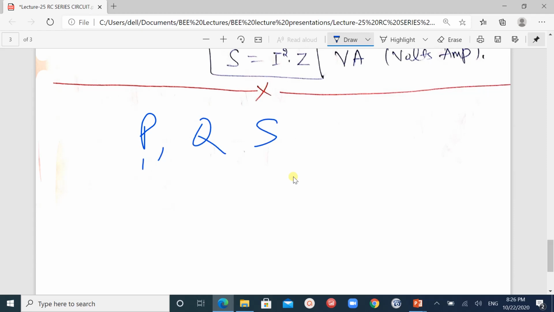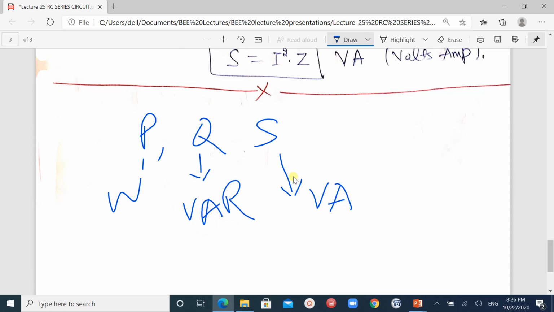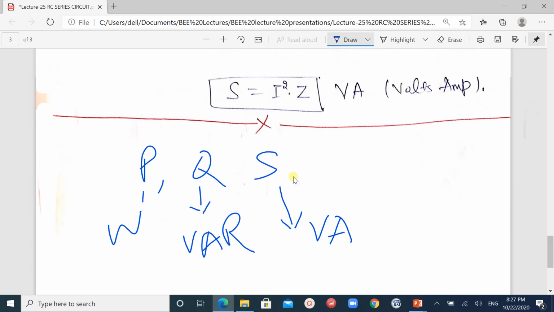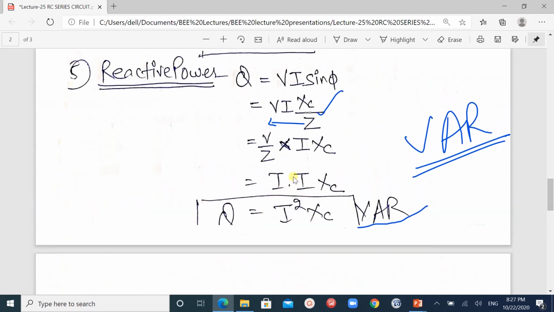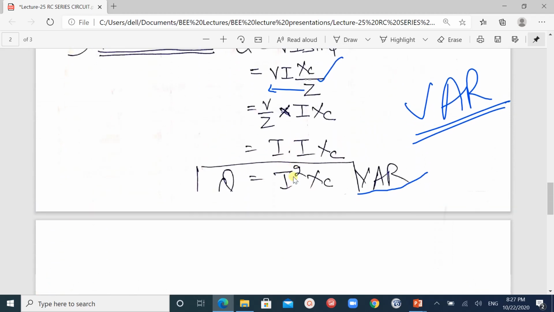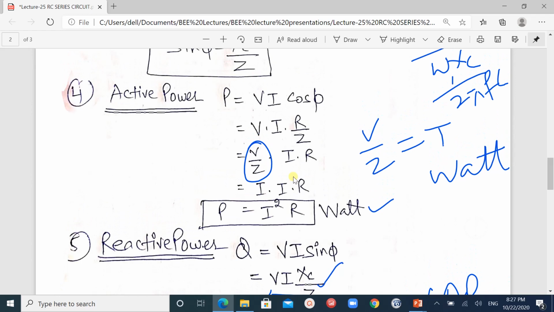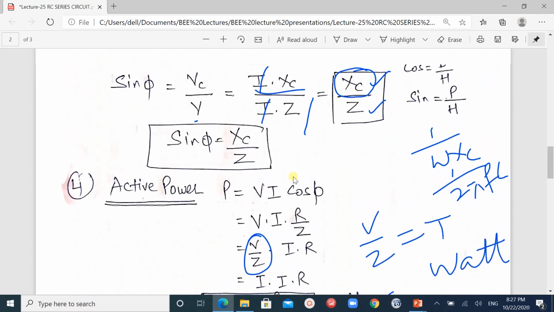The unit of active power is watts, the unit of apparent power is volt ampere, and the unit of reactive power is volt ampere reactive, as I have shown here.